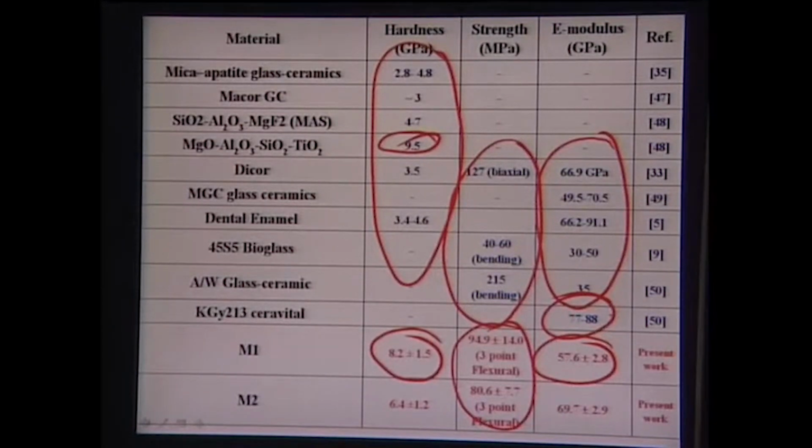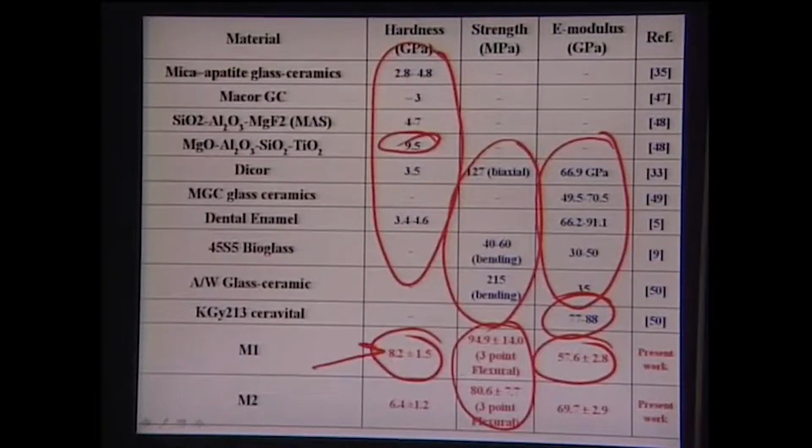So, this elastic modulus of 60 gigapascal is good for bone replacement applications, because cortical bone also has an elastic modulus of 3 to 80 gigapascal. A 3-point flexural strength around 94 or 100 megapascal is also a good value. Hardness is certainly much better than many of the earlier investigated glass ceramics.